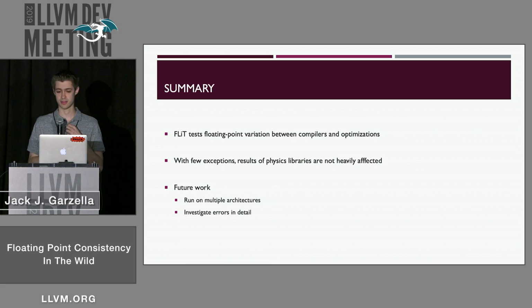FLiT is our floating point robust testing framework, and most of the time, with some exceptions that we might have expected, we find that the compilers are generally doing a pretty good job. They're not contaminating data that much. So we're okay to use things like O3 and -ffast-math or whatever we have. Thank you.